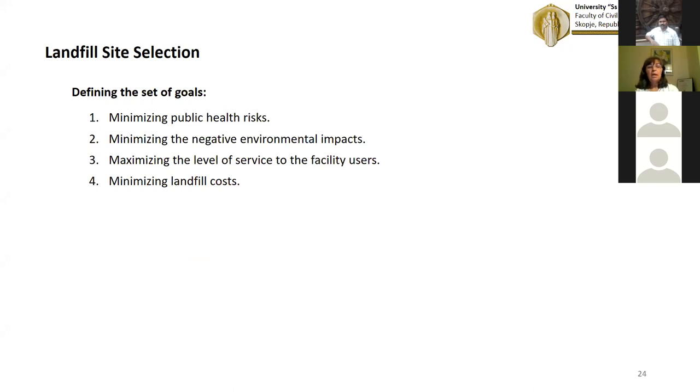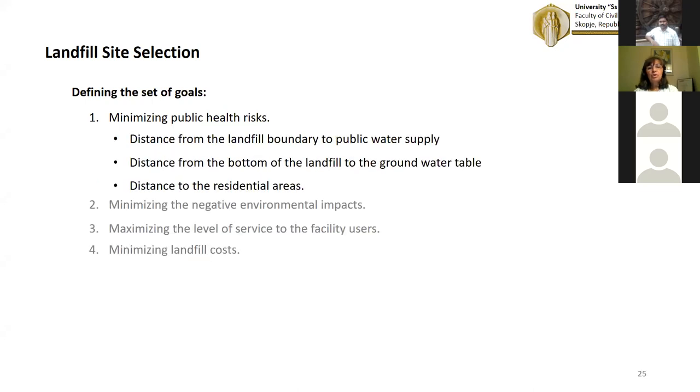There are mainly, in the literature, four sets of goals that are defined. The first one is minimizing the public health risk. This goal is achieved by enabling some distance from the landfill boundary to the public water supplies, then the distance from the bottom of the landfill to the groundwater table, and the distance to the residential areas.